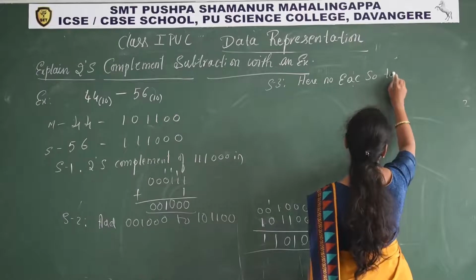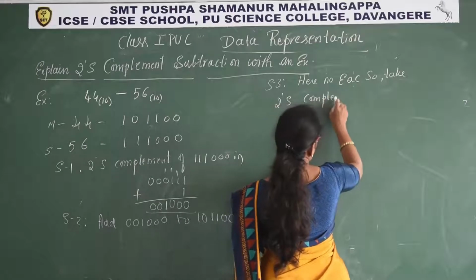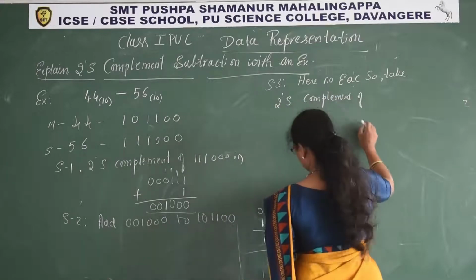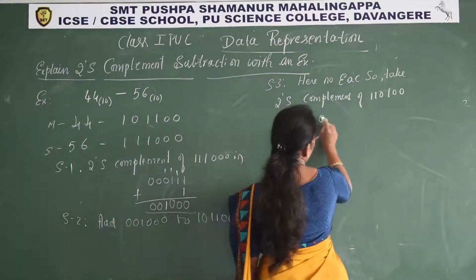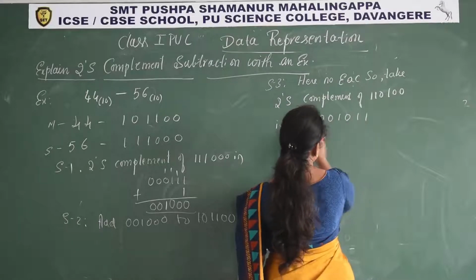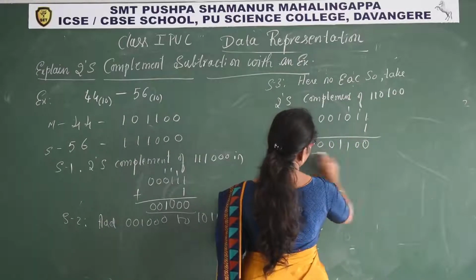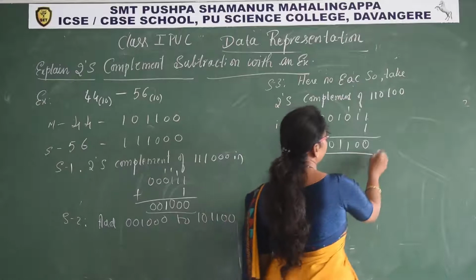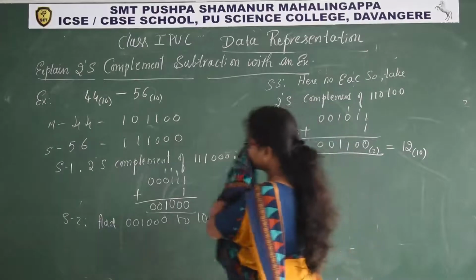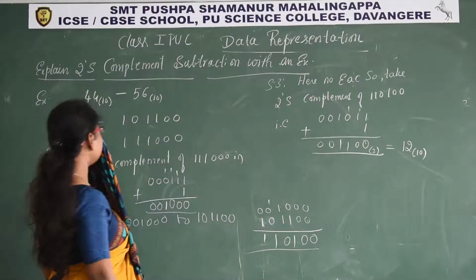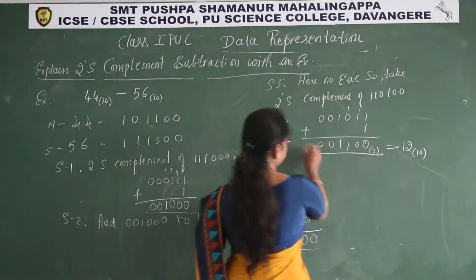So take 2's complement of 110100. That is 001011 plus 1, which gives 001100. So the number is 12. Now we have to write it in decimal form, 12 base 10. That is 44 minus 56, so according to the rule, we have to write a minus sign here.